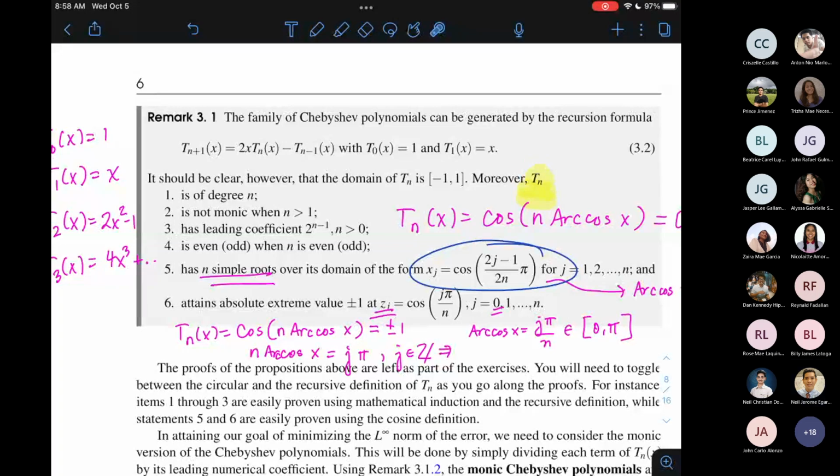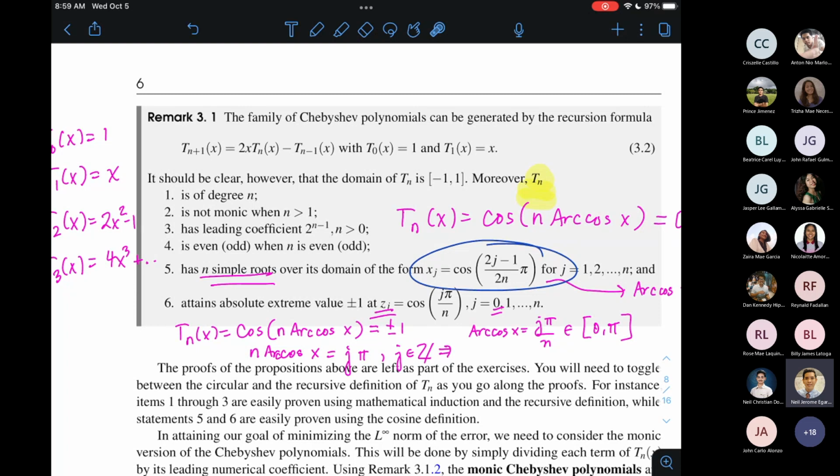of degree n. Okay? So, pag ginamit niyo yung 3.1.5, ibibigay niya yung roots ng T sub n. But again, in remark 3.1, it's giving us properties ni T sub n, degree n Chebyshev polynomial. So kung meron kang degree n Chebyshev polynomial, meron kang n na simple roots. Tapos ito yung formula para dun sa roots niya: 2j minus 1 over 2n times pi times cosine. Right? So ito yung roots ng degree n Chebyshev polynomial.